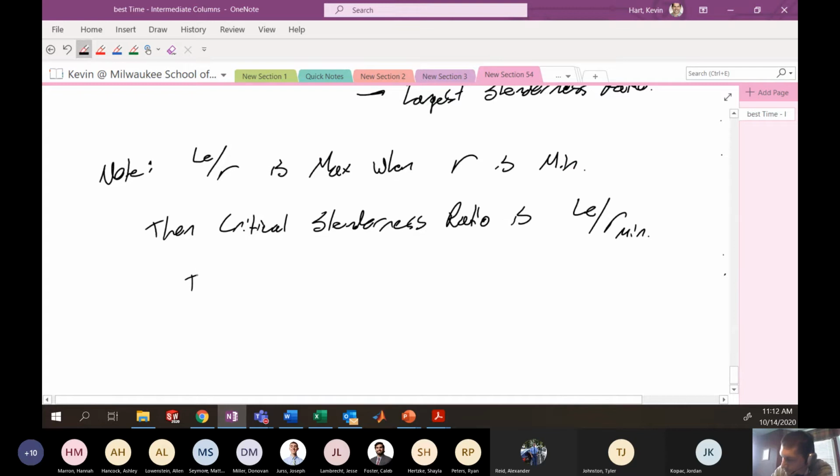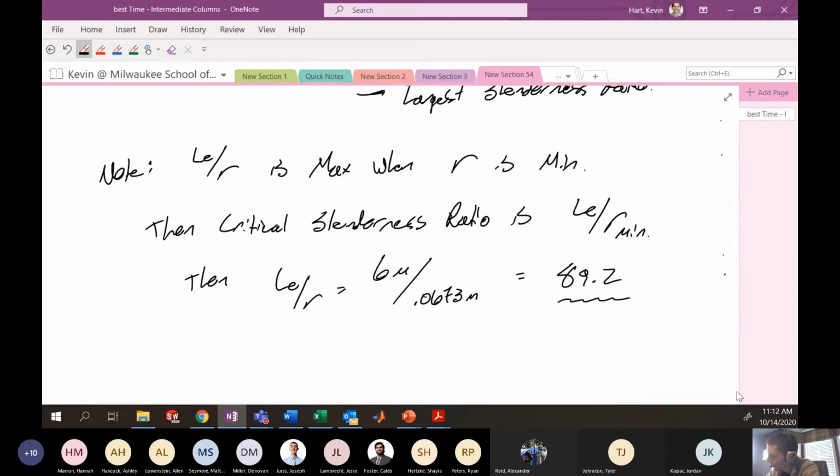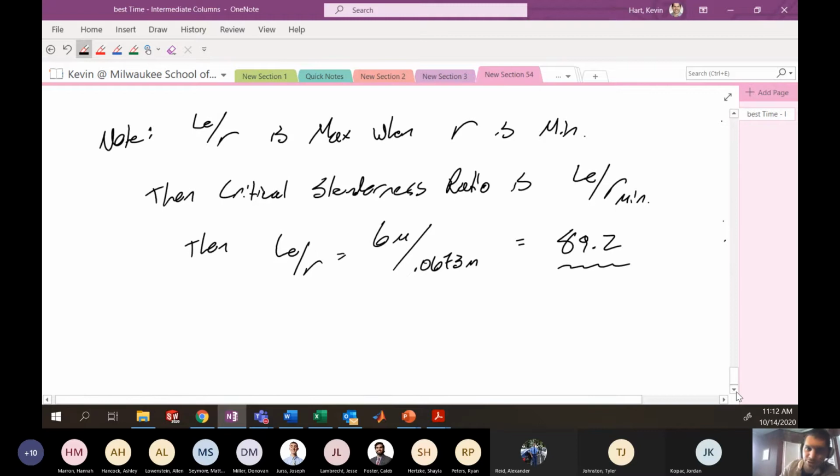So here then, our LE on R is 6 meters divided by the minimum radius of gyration, which is 67.3 millimeters or 0.0673 meters. And we'll find here that the slenderness ratio is 89.2. All right, so here's our slenderness ratio for this problem. This is the critical slenderness ratio, or the largest slenderness ratio that we have for this cross section. So then the question is, what range is this?